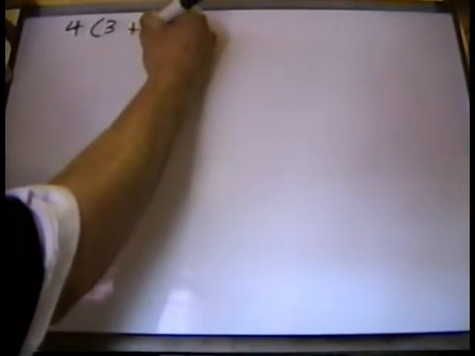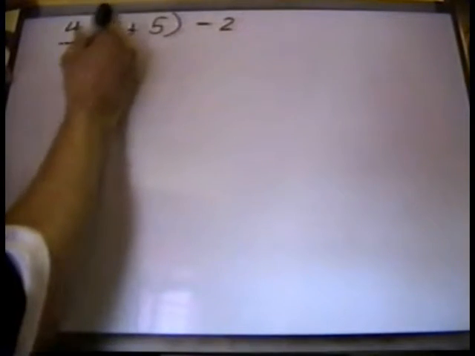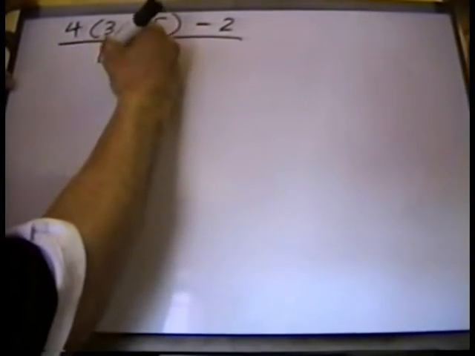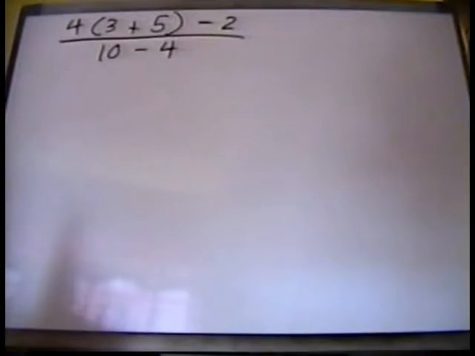Work on a fractional one. 4 by 3 plus 5 minus 2 over 10 minus 4. Okay? Now, anytime we have a fractional form, we're going to do everything on top, and then we're going to do everything on bottom. Do that separately. And then you divide.